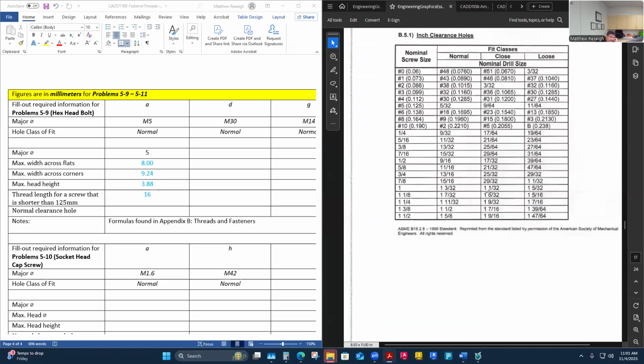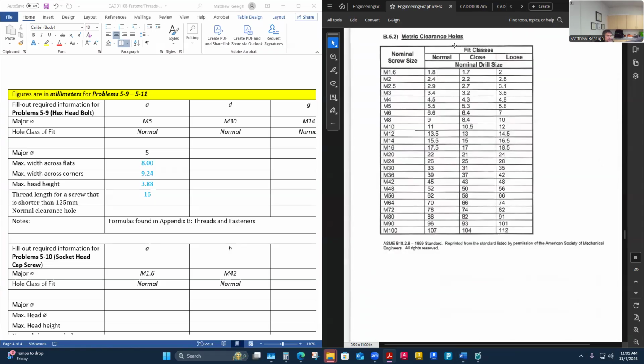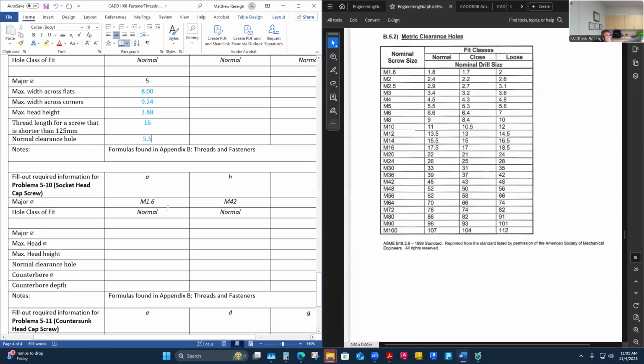There's the inch clearance holes that we've used a couple times, here's the metric clearance holes right here. So it says for a normal clearance hole for an M5 right here, this is my row. M5 normal is 5.5 millimeter. So I'm going to oversize that by about a half a millimeter to pass through it. 5.5 millimeter. That's that one. I got two more.